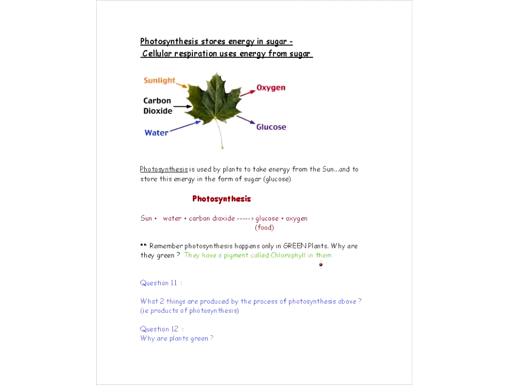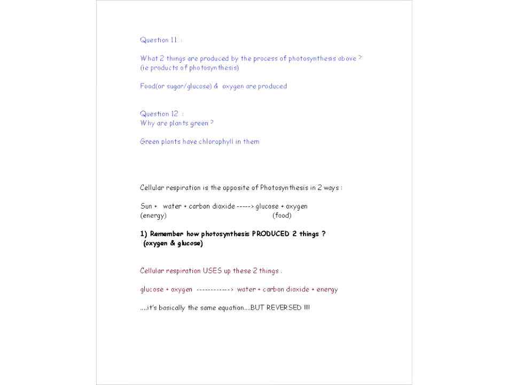Okay, let's check out a few questions based on what we've just gone over. What two things are produced by the process of photosynthesis? In the equation above, those are products. Things that are produced by something are products. You can see in the equation that glucose, or sugar, or food, is one thing, and the second thing is oxygen. Okay, why are plants green? Well, again, that's because of chlorophyll. That's the pigment that makes them green. Good stuff. So, moving along.